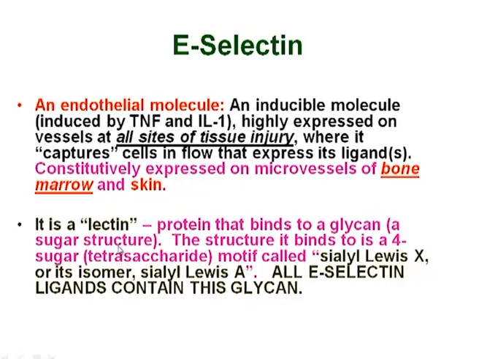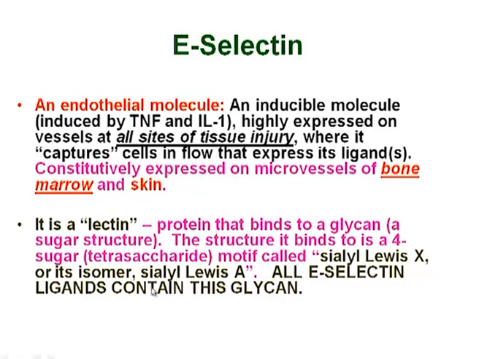Now E-selectin is a lectin. By definition, a lectin is a protein that binds carbohydrate. So therefore, this structure is looking for a sugar motif. The critical sugar motif that it binds to is a tetrasaccharide, a 4-sugar composition called sialylated Lewis X, or its stereoisomer called sialyl-Lewis A. All E-selectin ligands contain this 4-sugar motif, either sialylated Lewis X or its isomer sialylated Lewis A motif.